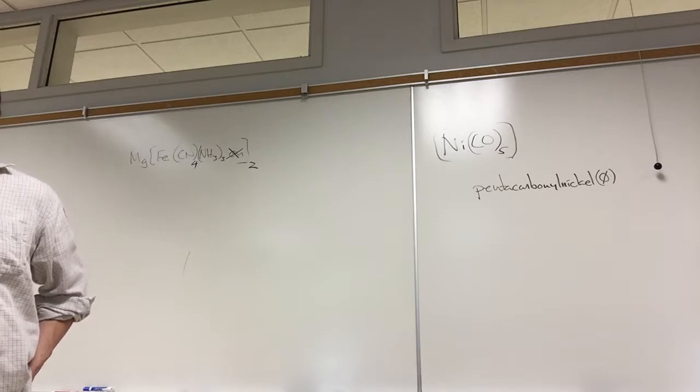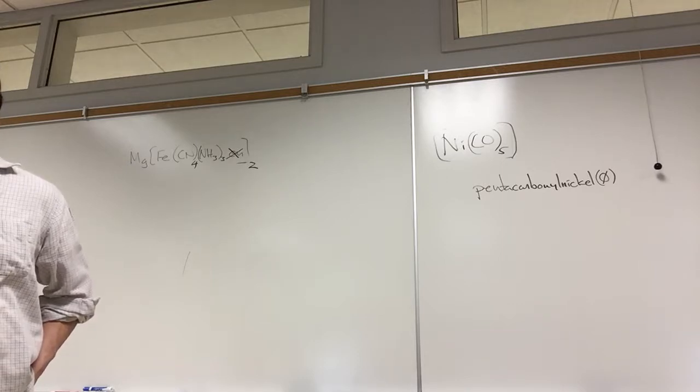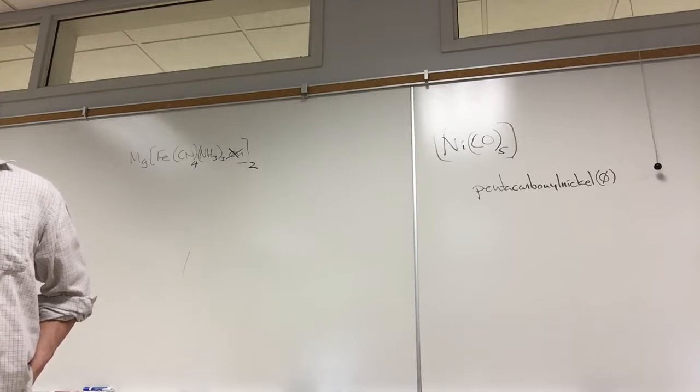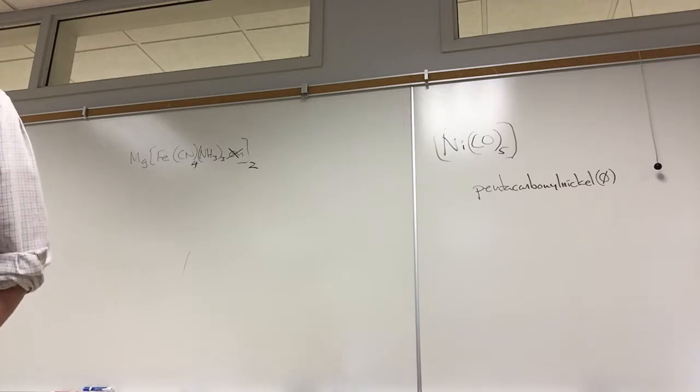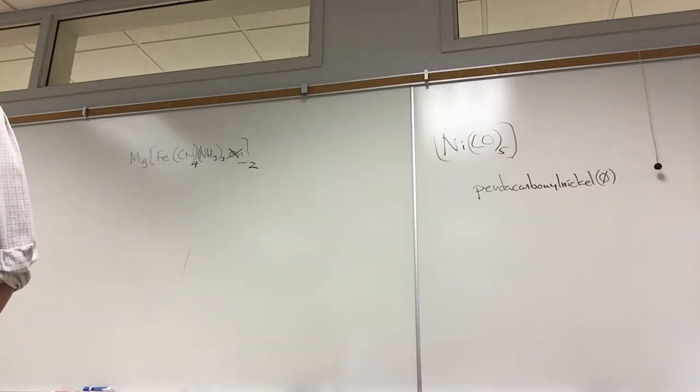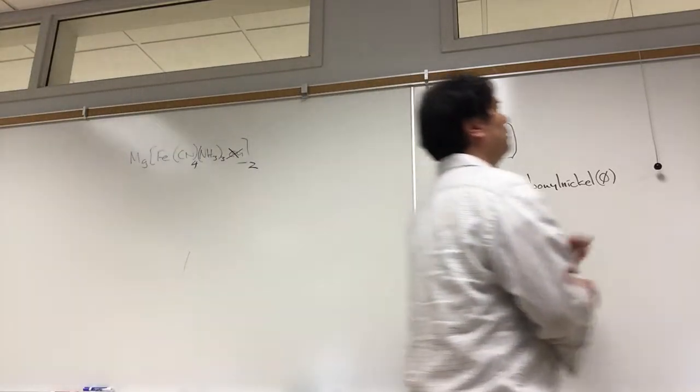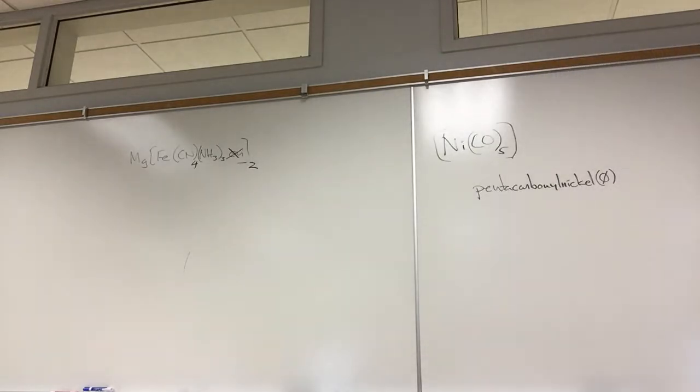Are you sure that it's 5? I read it's carbonyl. The coordination number comes out to 5, right? Typically it's 4 or 6, but this is an unstable one. Yeah, there's iron, right? Iron and nickel. There's nickel tetracarbonyl as well.